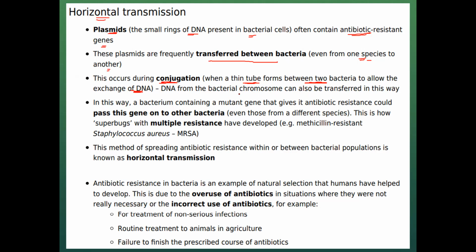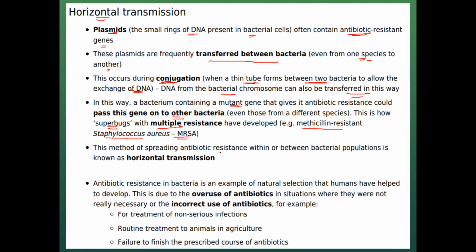A DNA from the bacterial chromosome can also be transferred in this way. ठीक है, तो अब अगर for example ये DNA already contained that mutant gene there, so it is already antibiotic resistant, so it can be transferred to the other bacteria, और however हालांकि वो उसके different species होगा. ठीक है, so this is how actually superbugs with multiple resistance are developed. ठीक है, तो इसके एक example है MRSA, which is methicillin resistant Staphylococcus aureus. ठीक है, so these are superbugs.